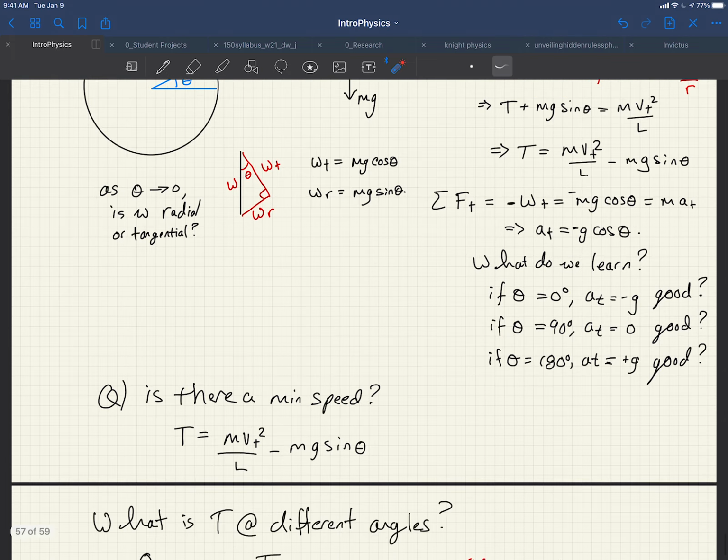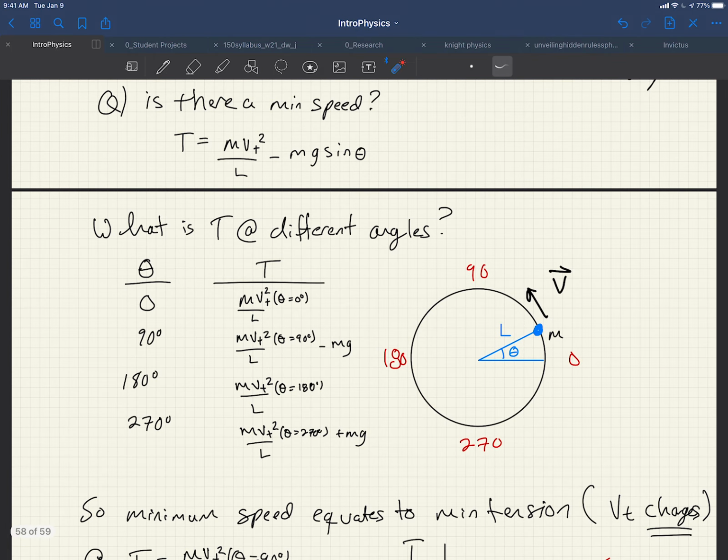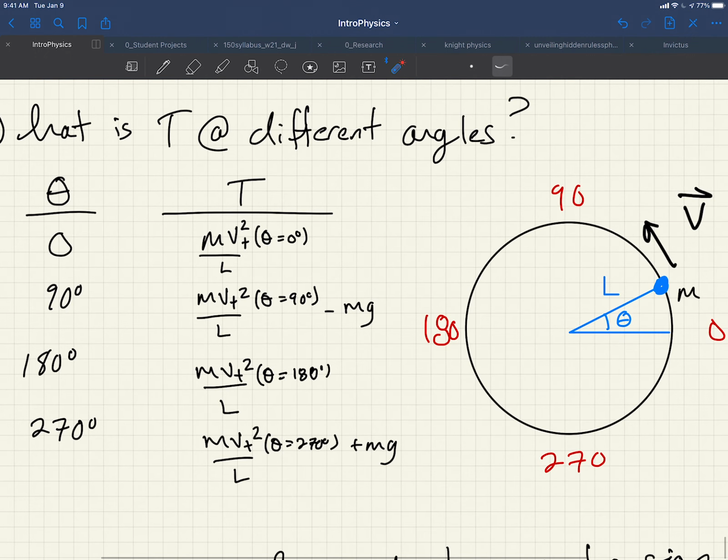So let's explore that. All right. So what is the tension at different places? At 0 degrees, we plug in 0 into our tension equation. Sine of 0 is 0. That's our tension. At 90 degrees, straight up and down, here's our tension. At 180 degrees, there's our tension. At 270, there's our tension. This is a whole lot of letters. And when you look at this, it may not mean much to you. And that's fine. Over time, it should mean more.